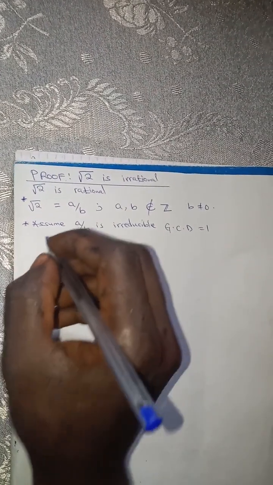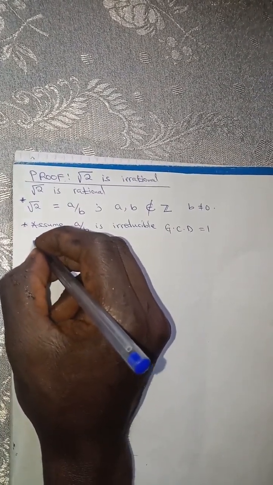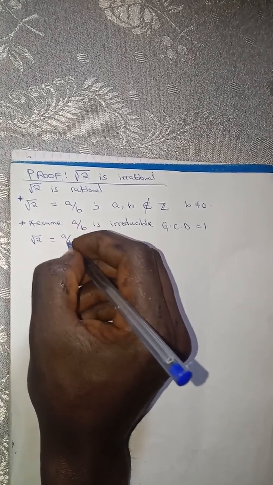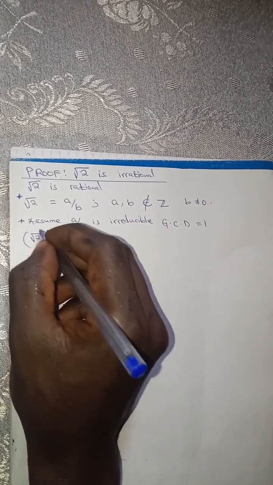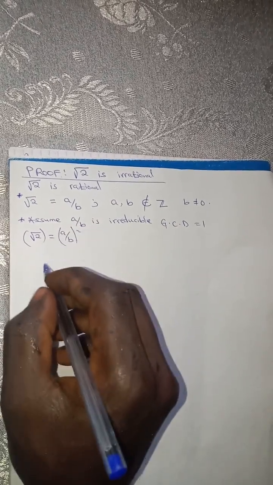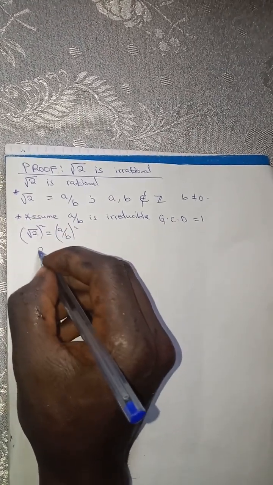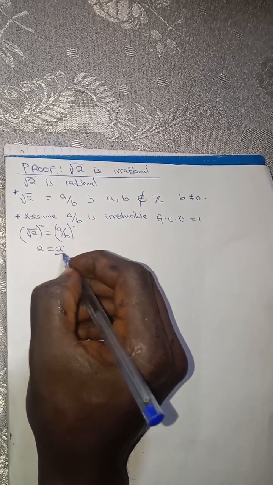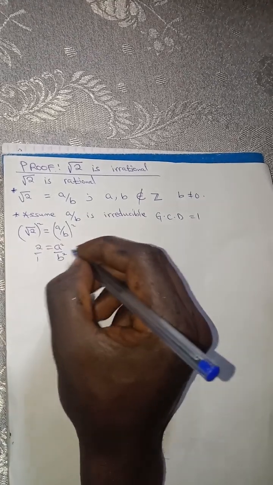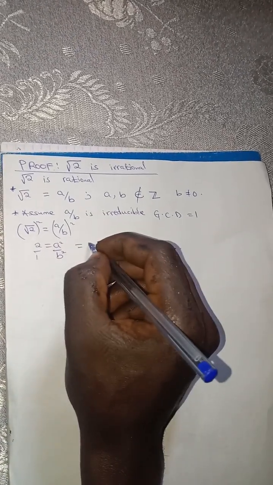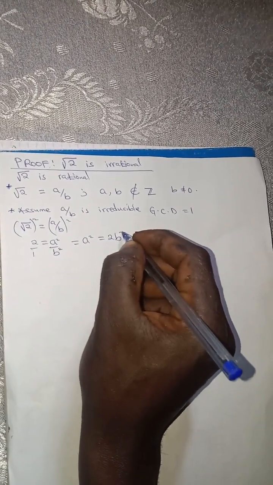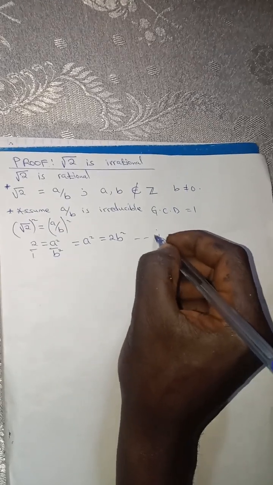So let's have the square root of 2 equal to a over b. Then let us do away with the square root by squaring. Then we have 2 equals a squared over b squared. By cross multiplication, we have a squared times 1, which is a squared, equals 2b squared. This is equation 1.